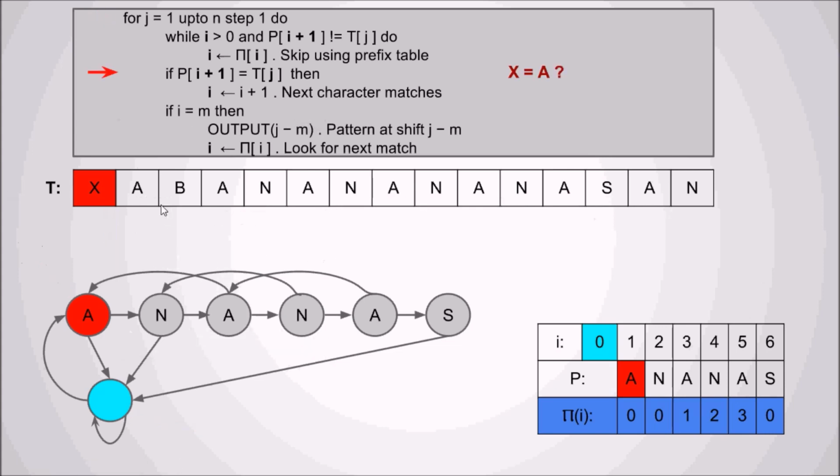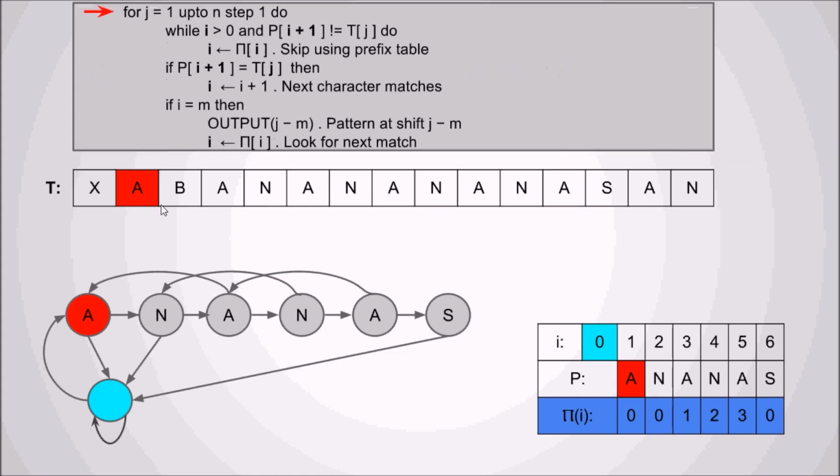So let's start. We compare X with A. It is not a match, so we stay in the same position in the substring and go to the next letter in the text by increasing J. Next, A equals A. It's a match, so we go to the next position in the substring by increasing I and advance in the text as well.